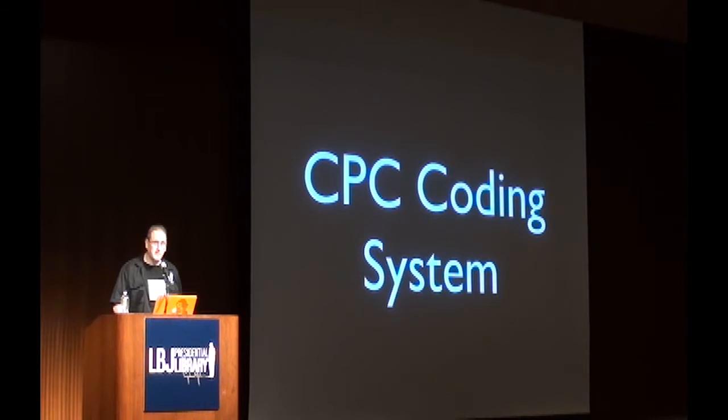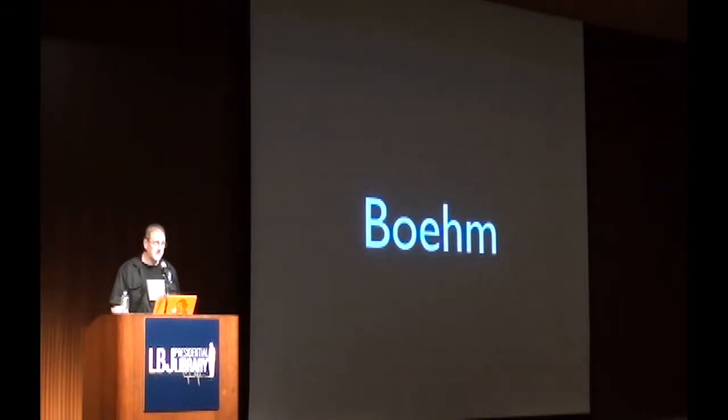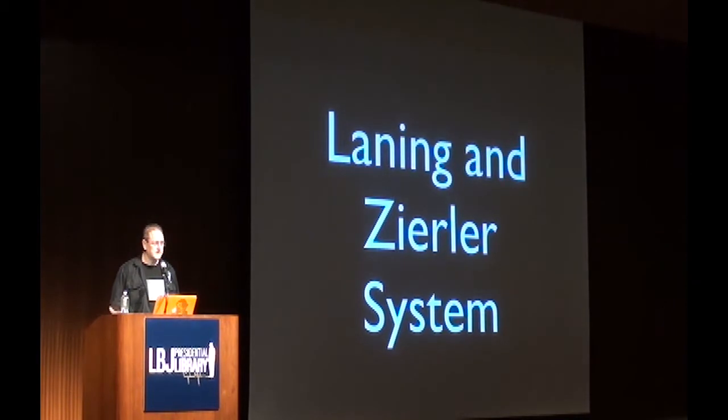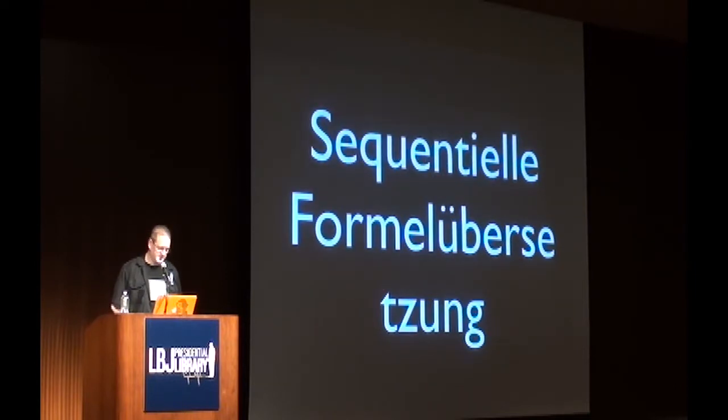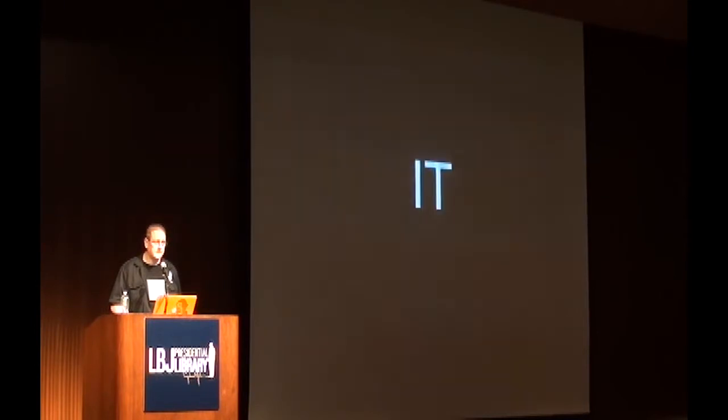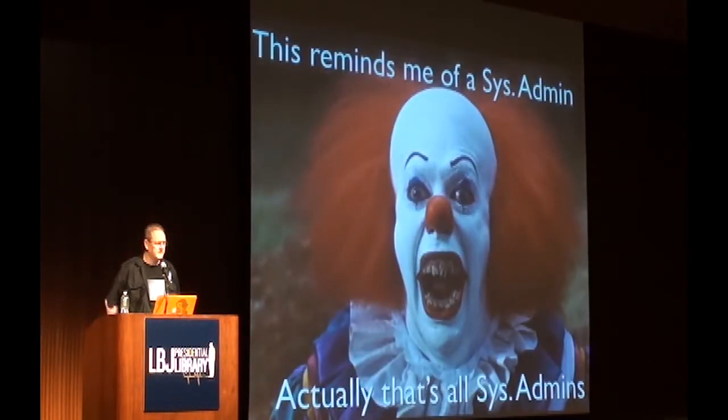But CPC did begat Bohm, named after a man called Bohm. And it did begat the Lanning and Zierler system, once again named after Lanning and Zierler and Adams, who was obviously cruelly overlooked in the system. And it did begat Sequentielle Formelübersetzung, which I really wish had been called Bauer and Samelson because it took me ages to remember that. It was slightly easier to pronounce than the next one, which was IT, named after a very scary Stephen King book.